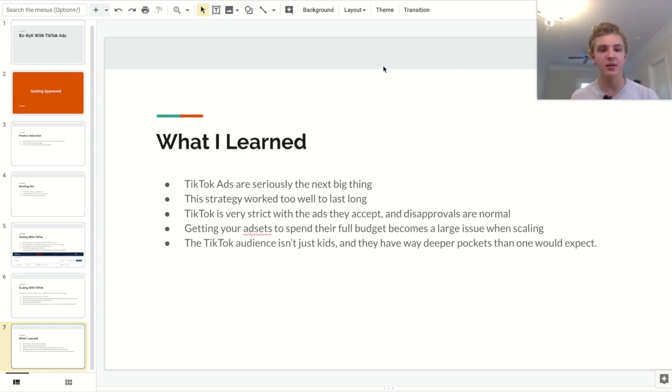So another thing that I learned that really surprised me is that the TikTok audience is not what you would expect. It's not just 10-year-olds that don't have debit cards and can't spend a single dime. There's a lot of adults on the platform and there's a lot of people with deep pockets. Not on this store, but on other stores, I sold products for $40 and $50 and they're absolutely killing it. So I think that it's super important to just realize that there's a ton of products that could work on TikTok and the potential is just insane.